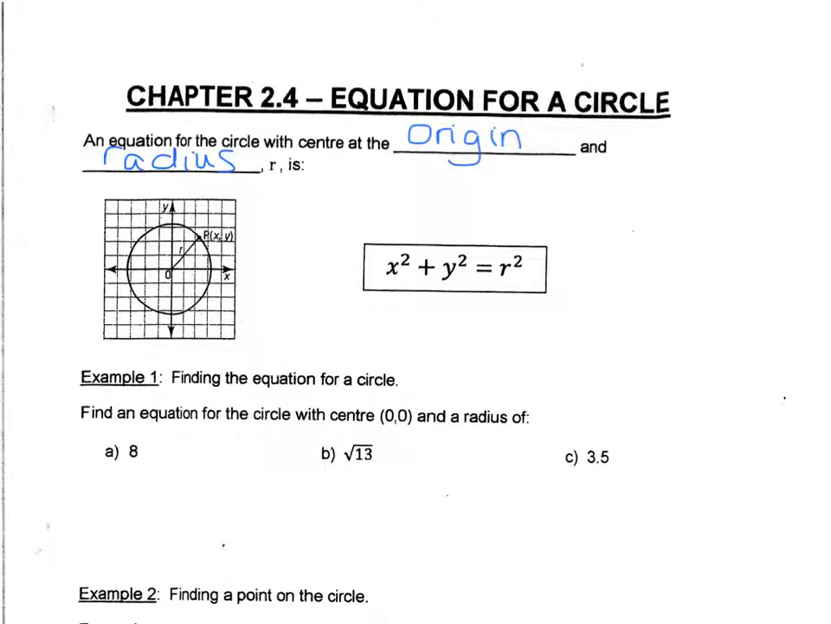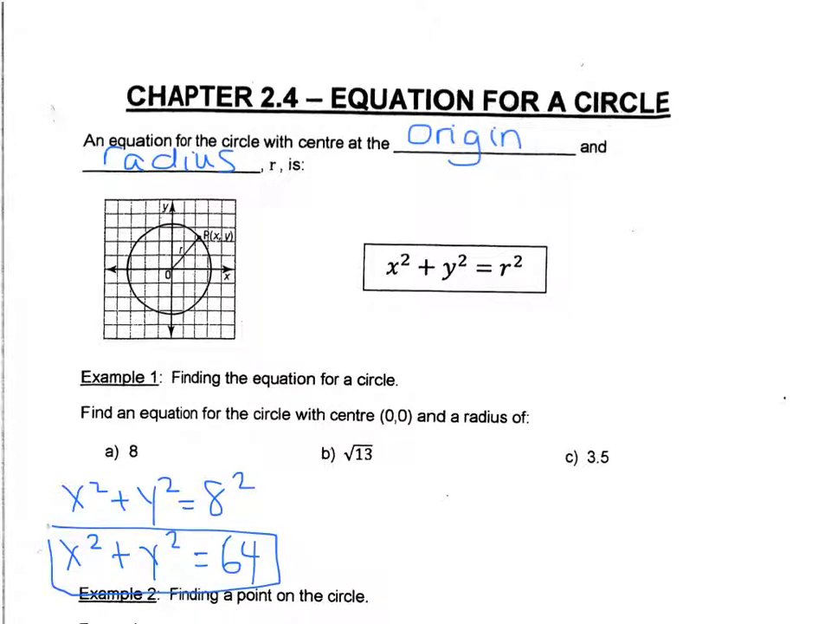So for example, if the radius was 8, as in example 1a, the equation would be x squared plus y squared equals 8 squared. And then you simplify the 8 squared. Remember that 8 squared means 8 times 8, not times 2, right? So it's 64 instead. So that would be your equation. That's the whole answer for question 1a.